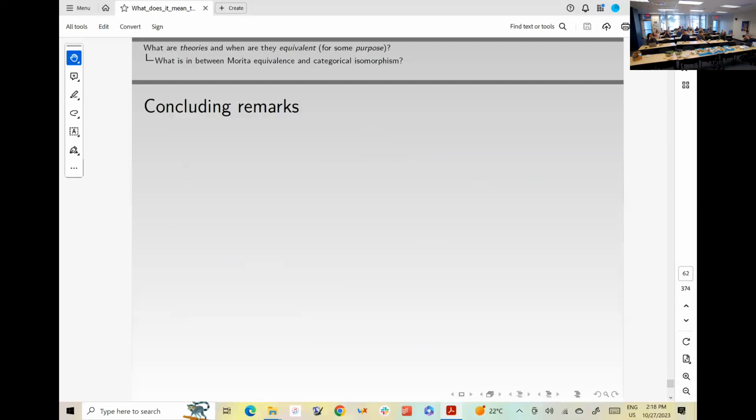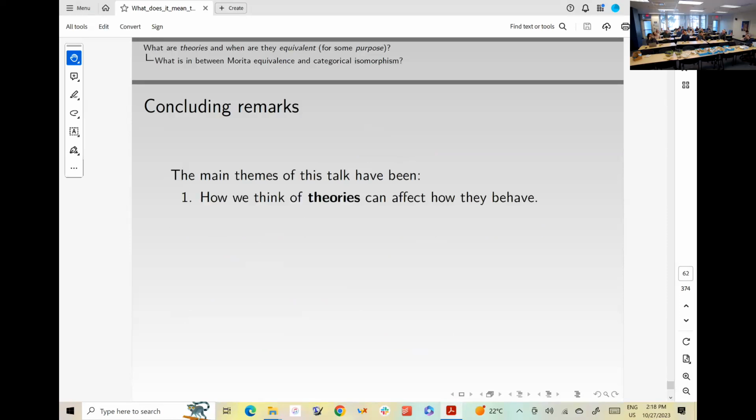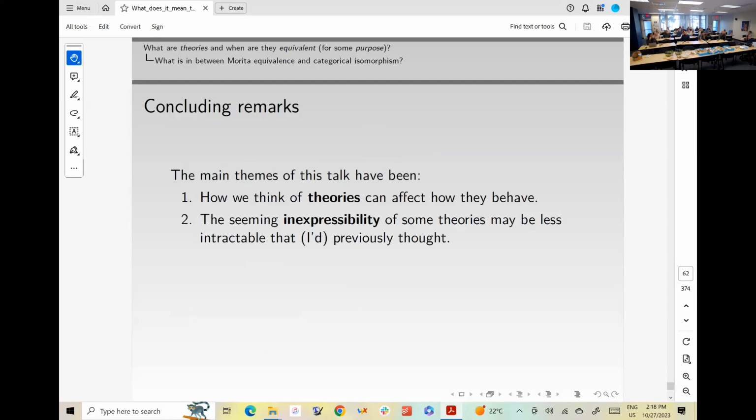All right, so some concluding remarks. The main things that I've been trying to talk about in this talk are how we think of theories can actually affect the way they behave. This is my example, trying to draw a distinction between use and mention and make something mathematical out of it. The seeming inexpressibility of some theories seems to be a lot less intractable than I'd previously thought. So this is something I want to try and think more about. And I think there are some interesting questions in here.